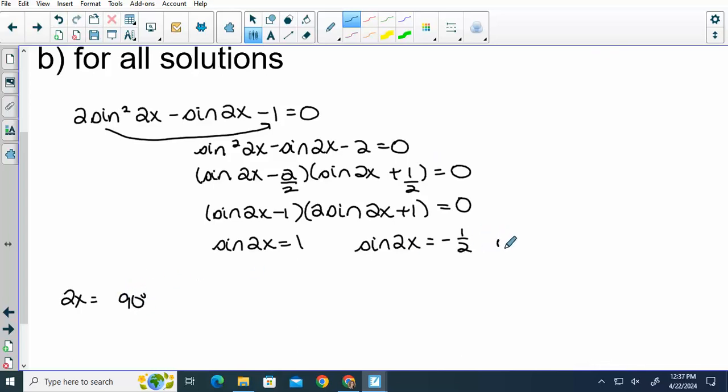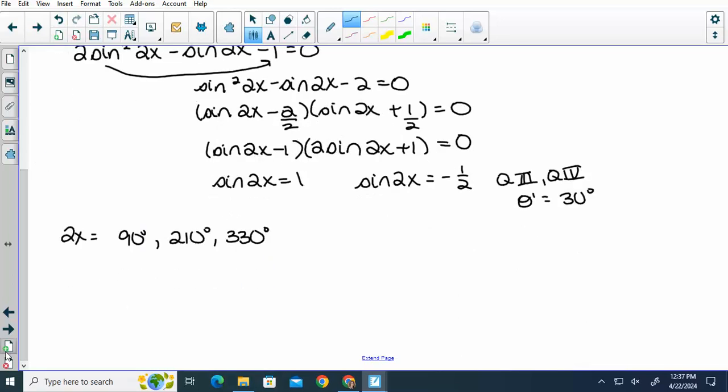Okay, sine is negative in quadrants 3 and 4. Reference angle, when is sine 1/2? 30 degrees. So 30 degrees in quadrant 3, so 180 plus 30 is 210. In quadrant 4, 360 minus 30. Okay.